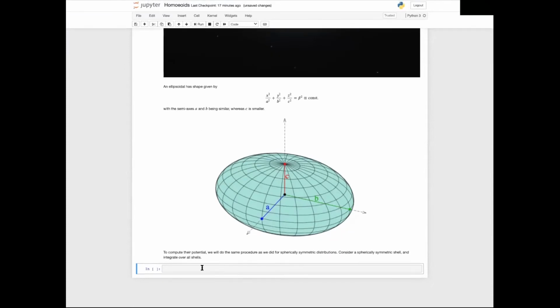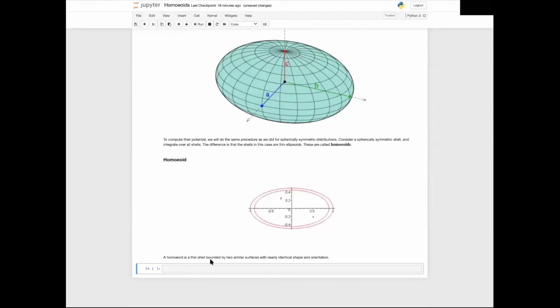To compute their potential, we will do the same procedure as we did for spherically symmetric distributions. What we did was that we considered a spherically symmetrical shell, and then we integrated over the shells. We're going to do the same thing. Now, the difference is that the shells, in this case, are going to be thin ellipsoids. These thin ellipsoidal shells are called homoeoids.